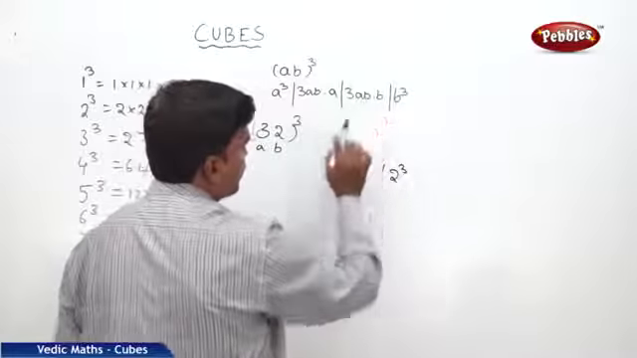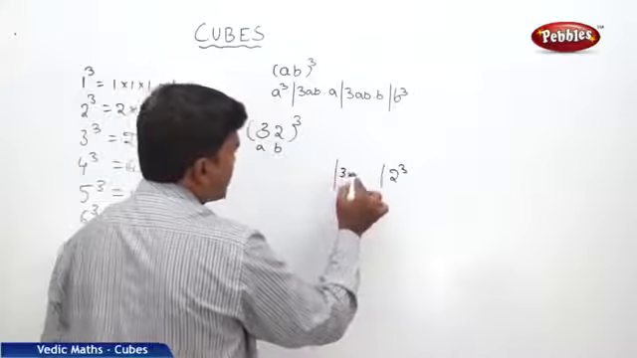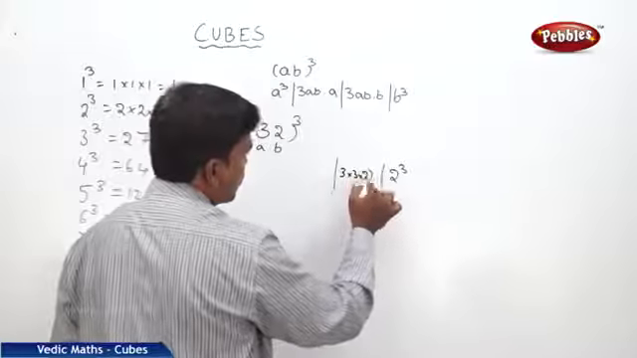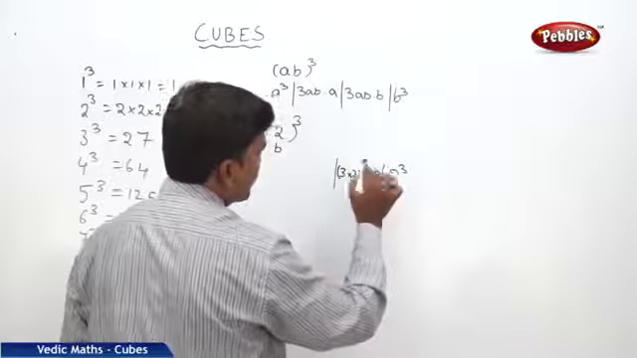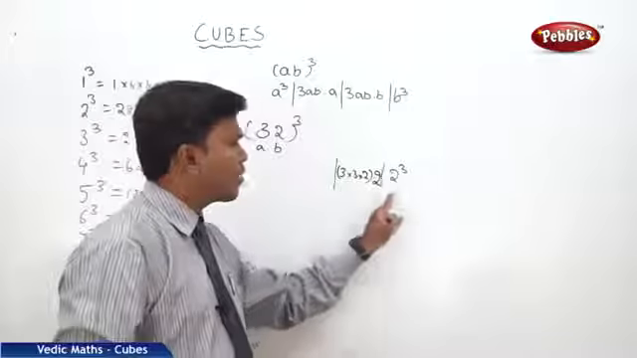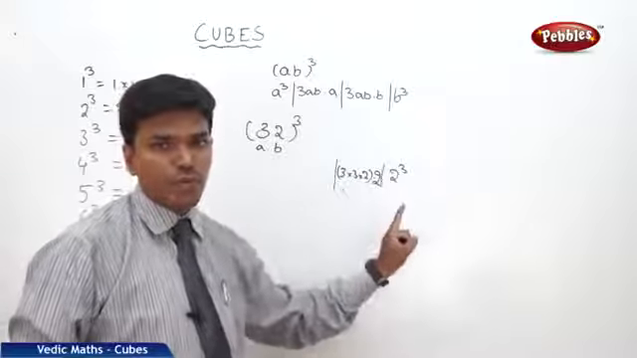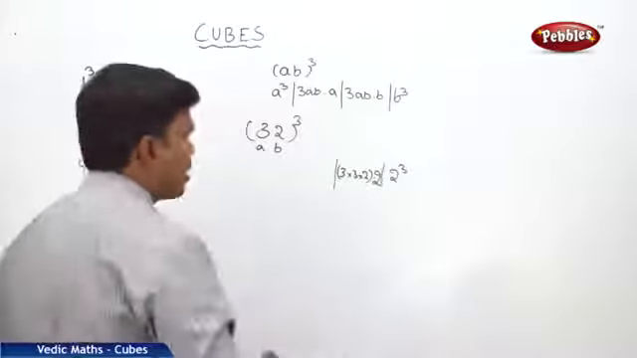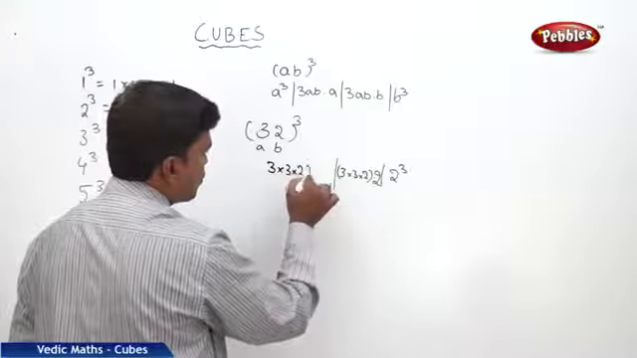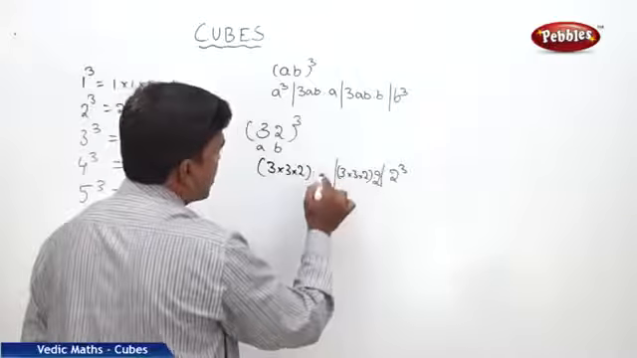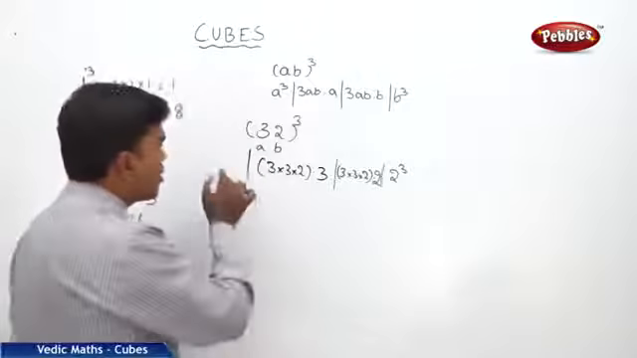Now 3AB into B. First of all, we need to calculate 3AB. So 3 into A means 3, B means 2, 3 into 3 into 2 into again B, that is 2. So 3 into 3 into 2 into 2. Now 3AB into A. 3 into A means 3, B means 2, into A, which is 3. That's it. Now what is A cube? A cube is nothing but 3 cube.